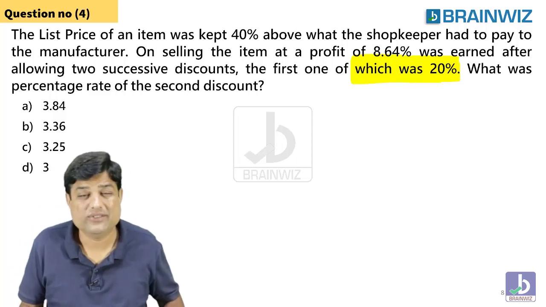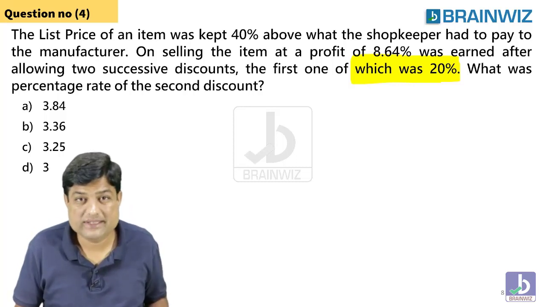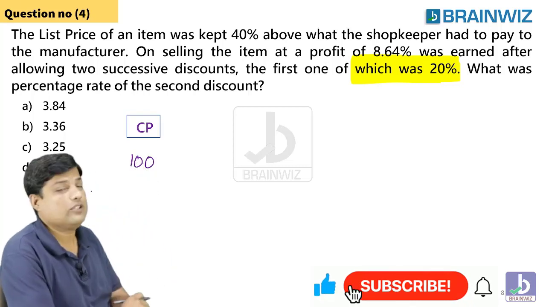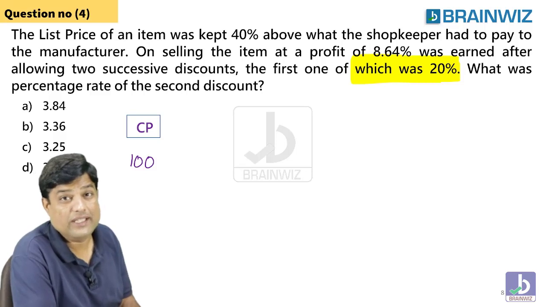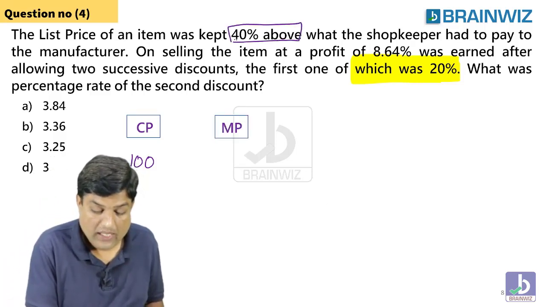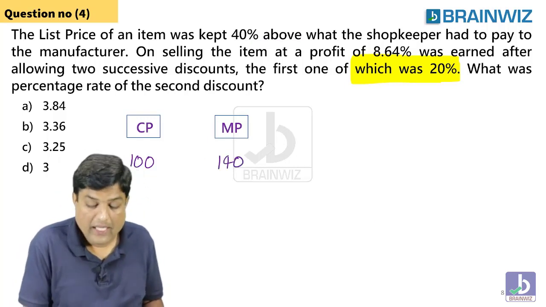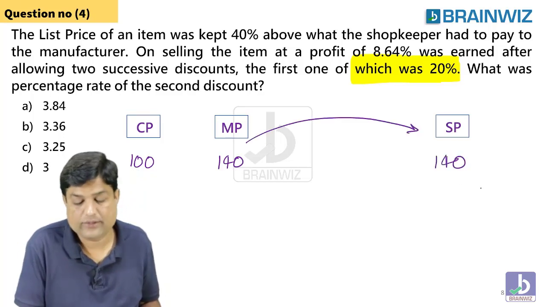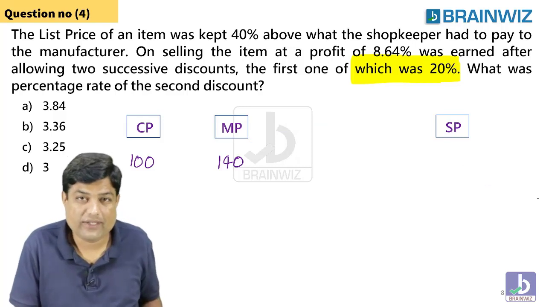So this is very understandable. Here we all have a basic common sense that the cost price, let it be 100. Imagine the cost price is 100 rupees. The list price or mark price is 40% above, so it should be 140. Do you think he directly sold at 140 rupees? No, he is not selling at 140 rupees.